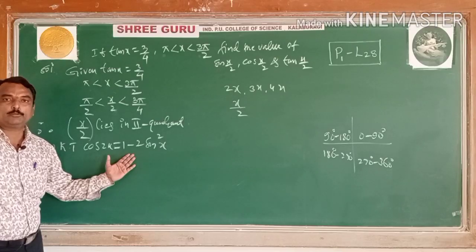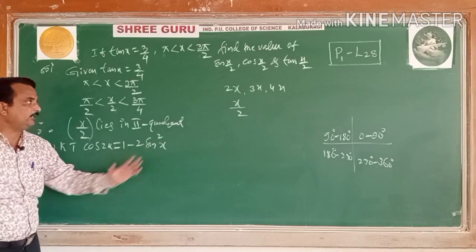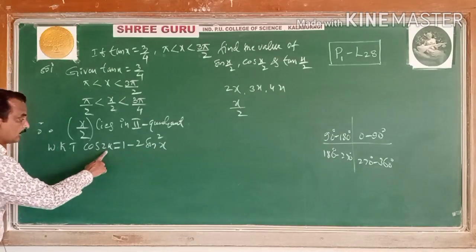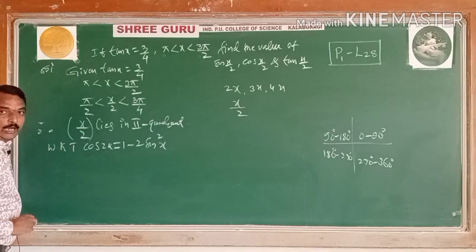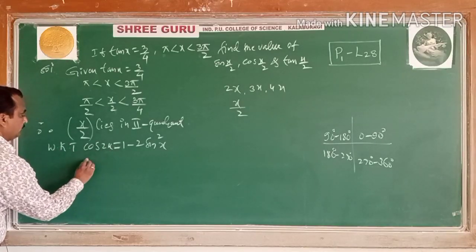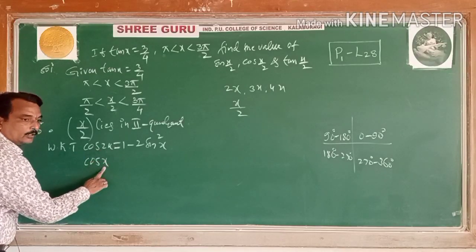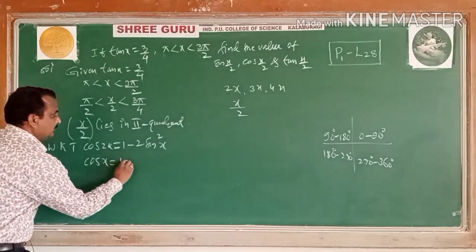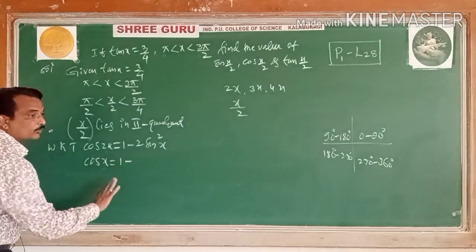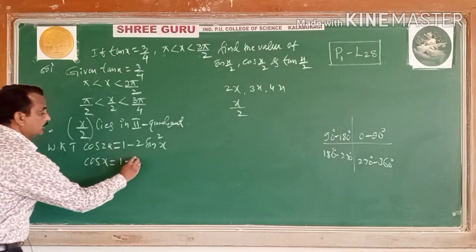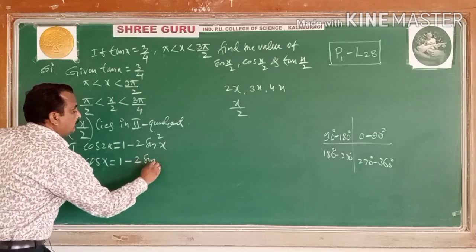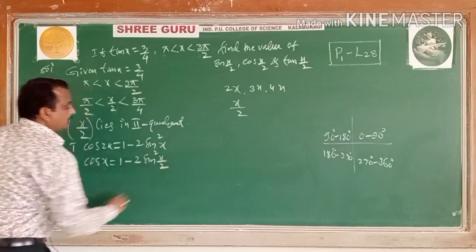You have 4 different formulas. In that, I have taken the one in terms of sine. I will reduce this formula in terms of half angles. Cos 2x: the half angle of 2x is x. The 1 stays as it is, because 1 is not halved; only the angle is reduced. So cos x equals 1 minus 2 sin square of x by 2.